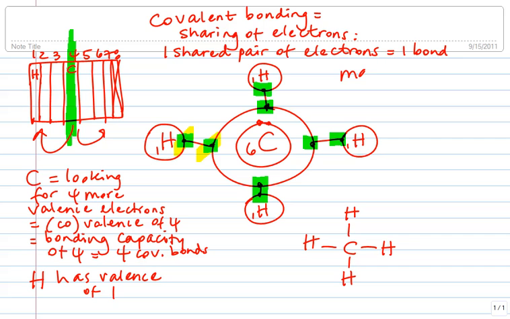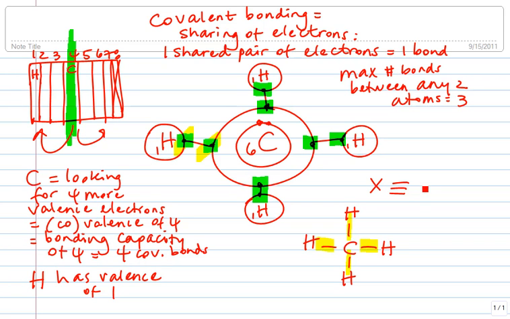Now the maximum number of covalent bonds between any 2 atoms is 3. So that means carbon can form 1, 2, 3, 4 bonds with 4 other atoms or groups of atoms. Carbon can also do this, so it might bind an atom of element X and an element Y. So notice that this adds up to a total of 1, 2, 3, 4, a valence of 4, but no more than 3 in between any 2 atoms.